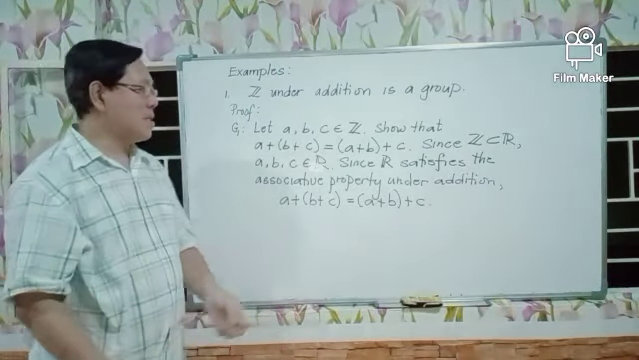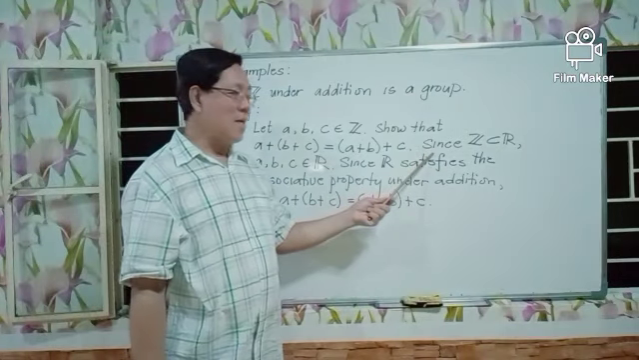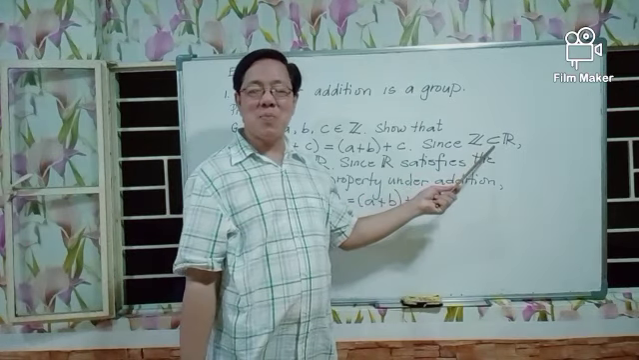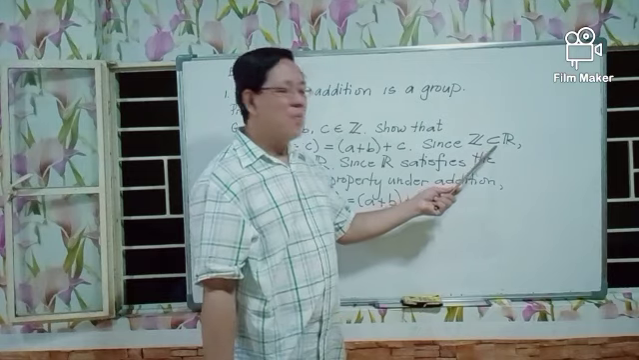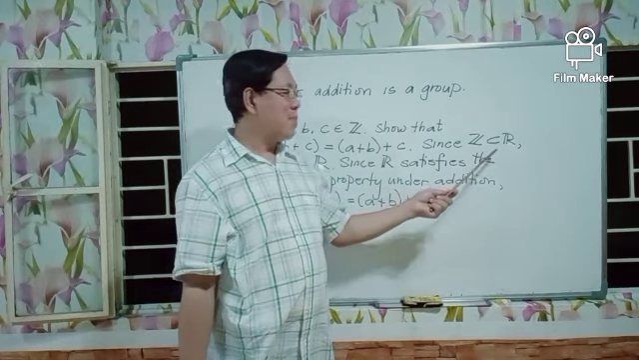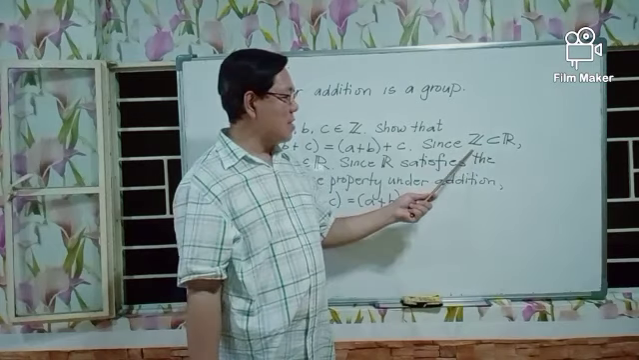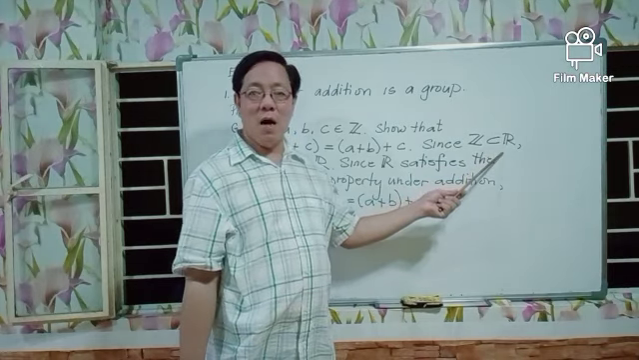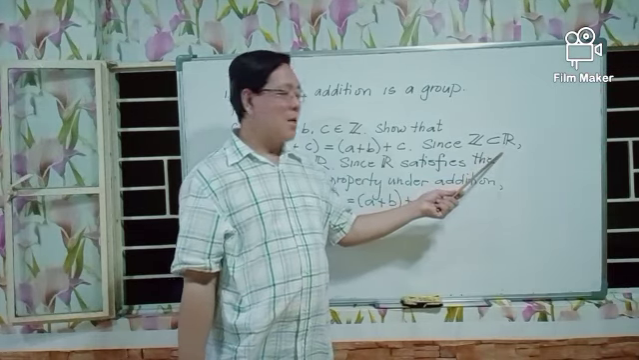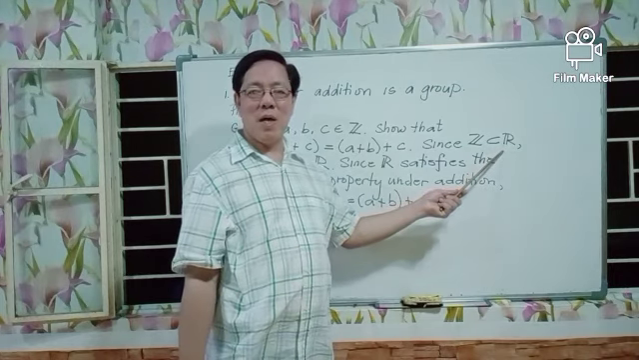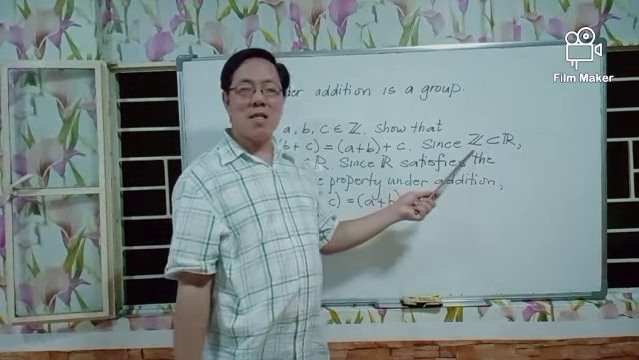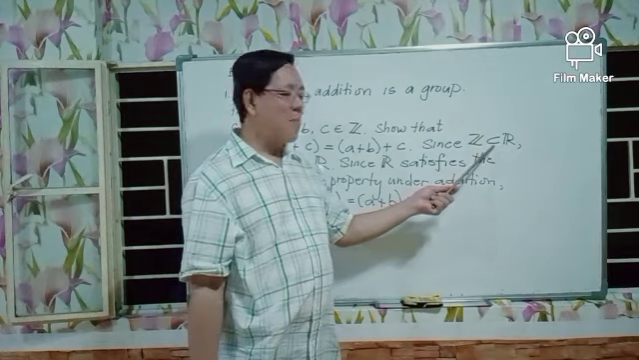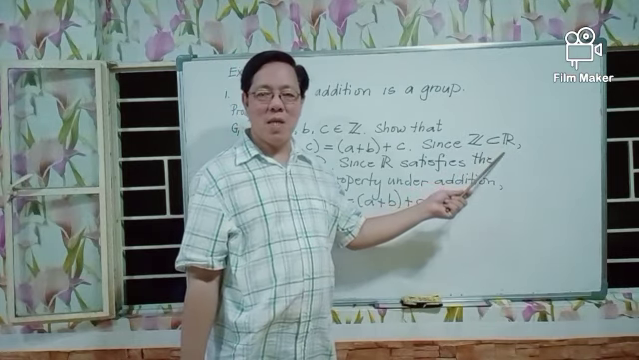Again, we say that because Z, the set of integers, is a subset, this notation indicates proper subset of the set of real numbers. Proper subset means that all the elements of Z, the set of integers, are also elements of the set R of real numbers. But there are elements in set R of real numbers that are not contained in set Z of integers. Therefore, Z is a proper subset of the set R of real numbers.